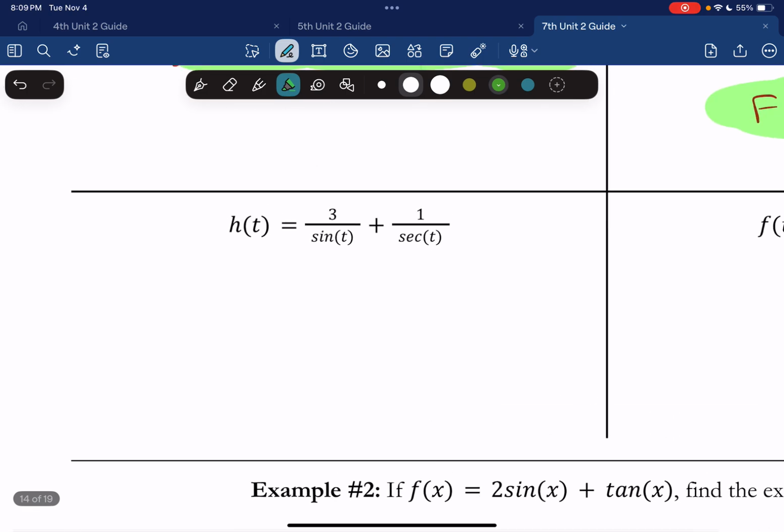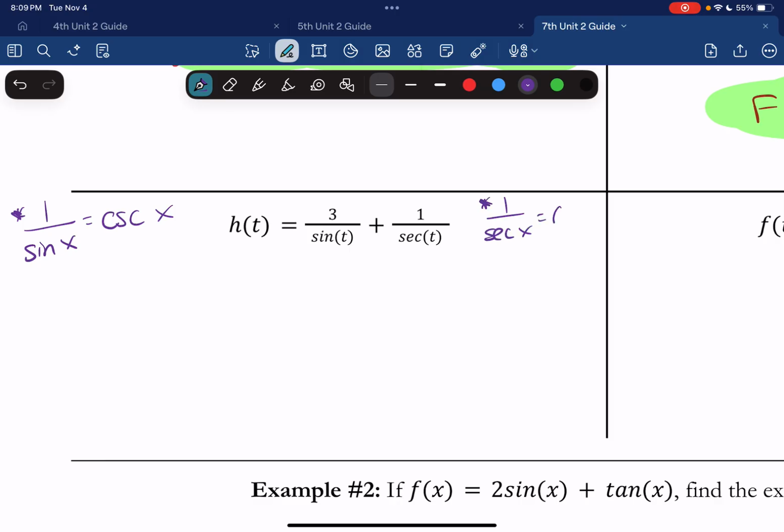Okay, going ahead to my next one. So I got 3 over sine t plus 1 over secant t is h of t. So again, important trig identities to remember. So the reciprocal of sine is cosecant. And then the reciprocal of secant is cosine. So what I'm going to do is I'm going to rewrite this function. So I got h of t is 3 cosecant t, plus cosine t. And now I'm going to go ahead and derive that.